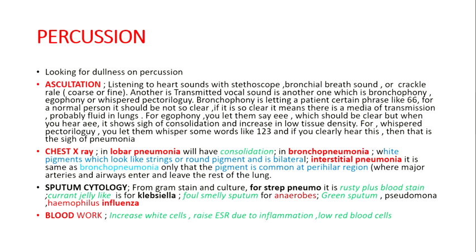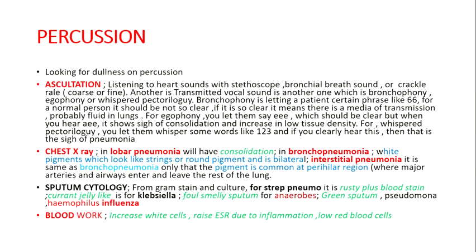You will need to do other things like an X-ray. In lobar pneumonia, you will have features of consolidation. In bronchopneumonia, there will be white shadows that look like strings, or round shadows, and it's bilateral. These shadows are like thin wires, or round, and bilateral. Those are for bronchopneumonia.